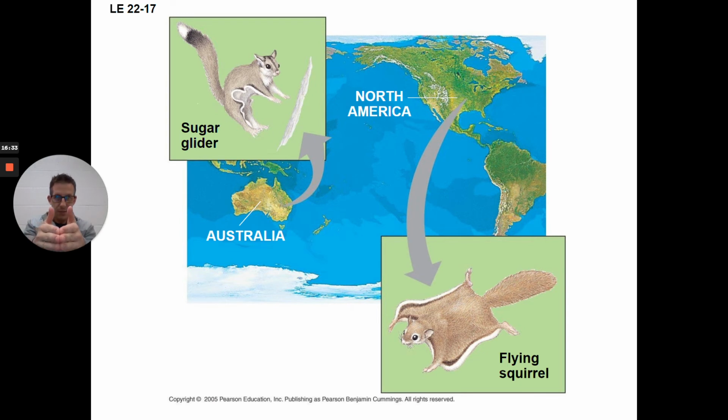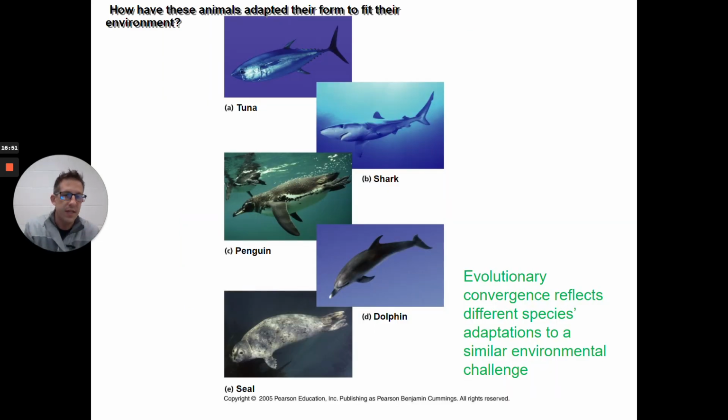And that similar adaptation, or form in this case, is that webbing between their hands and their feet so that they can glide from place to place. So that's what we would call convergent evolution, where you have two kind of unrelated things that converge on this similar body form. And we see it in creatures that live in water too. Here we see three distinct different types of species. We see fish, we see birds, and we see mammals.